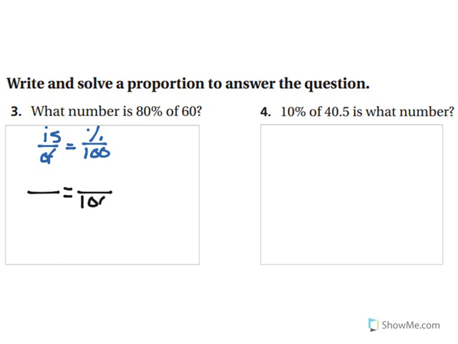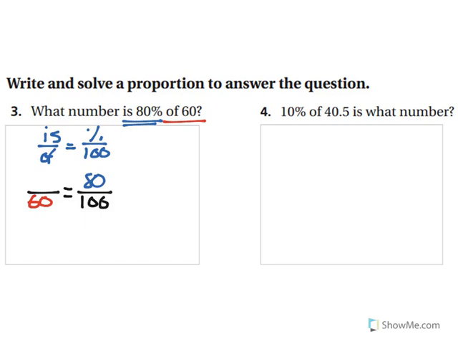I know that there's 100 on the bottom. There always is 100 on the bottom. And then I know I have of 60, so I'm going to put a 60 where the of is. Then I have is 80%, so the percent is 80.